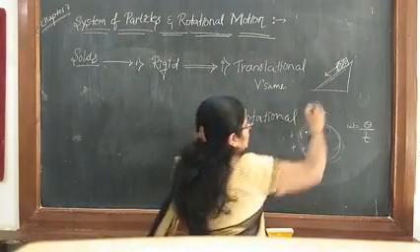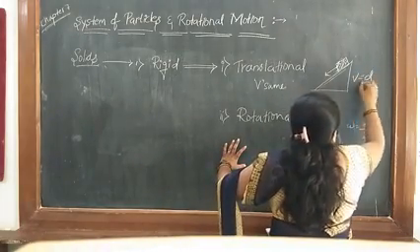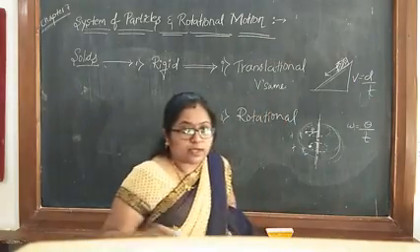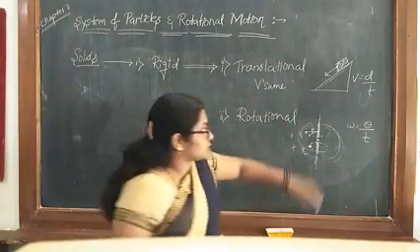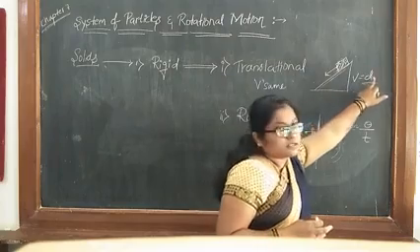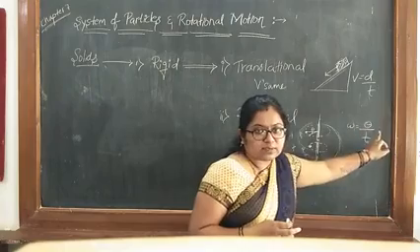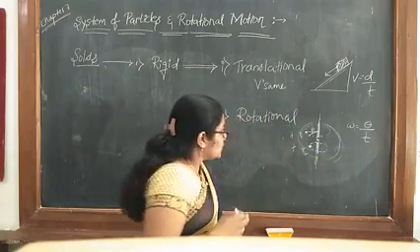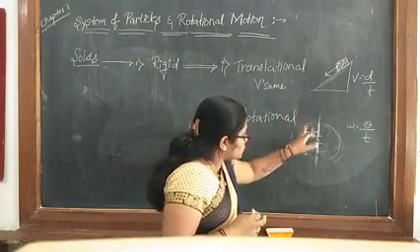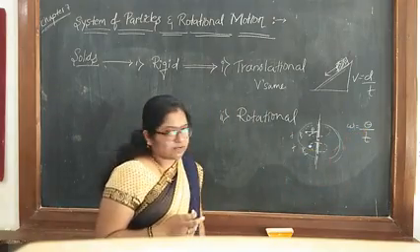Omega is angular velocity, theta is angular displacement, and t is time. Like in linear or translational motion you have v equal to d by t: velocity, displacement, time. Here it is angular velocity, angular displacement, time. So this is the particle which is showing this much angle, and it has the angular velocity.